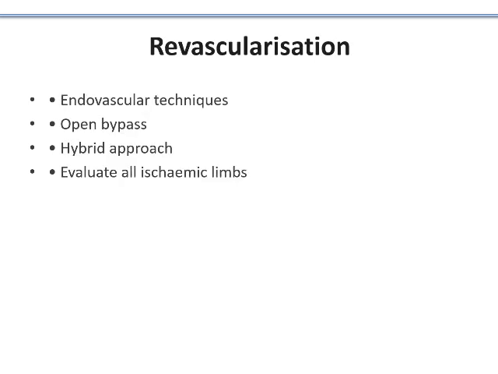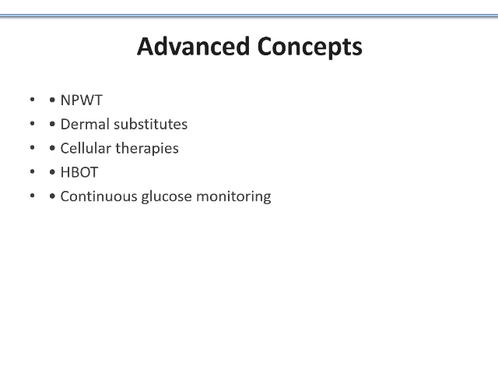Revascularization is one of the strongest predictors of limb salvage. Endovascular techniques, including angioplasty and atherectomy, have revolutionized access to distal vessels. In complex cases, hybrid or open bypass procedures remain invaluable. The key message: evaluate every ischemic limb for possible revascularization. No patient is too far gone without proper assessment.